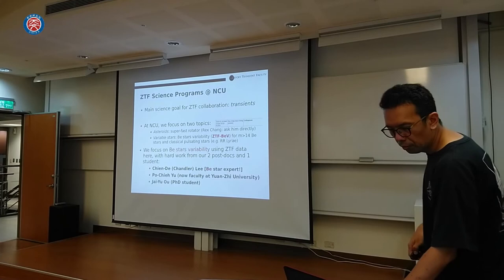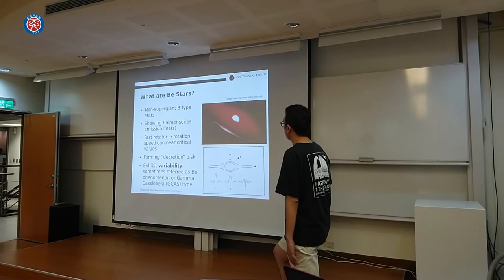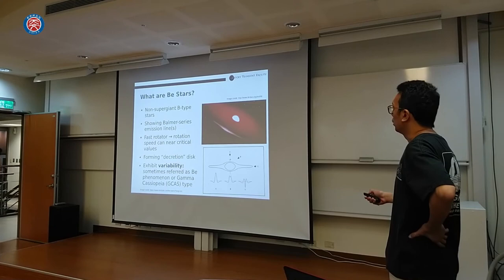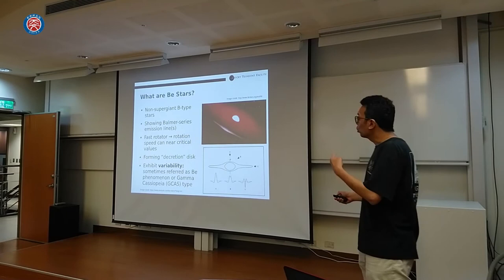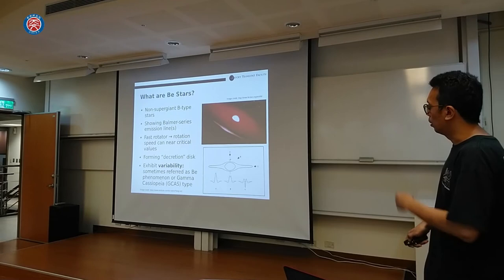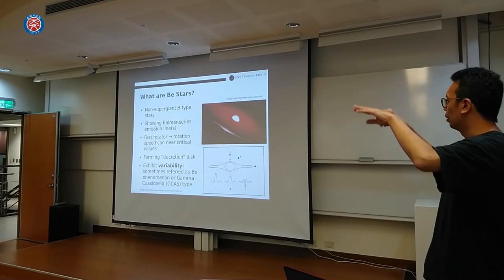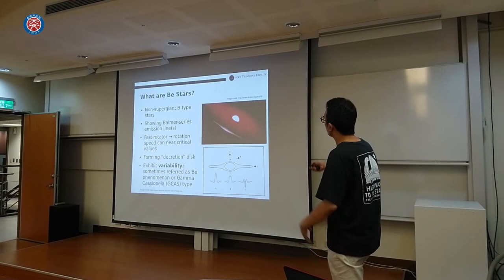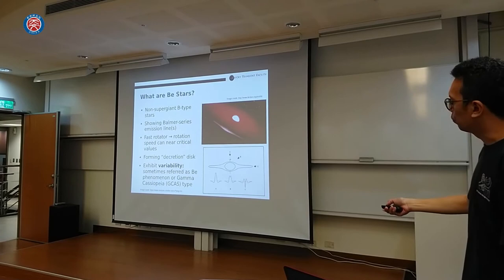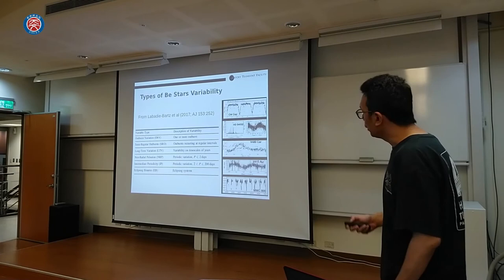Just a one slide reminder: what is a Be star? They are B type stars, non-supergiant, main sequence, early type stars, and e is for emission, so they have strong emission lines, and they are also fast rotators. They can rotate close to the critical velocity. So they form what they call an accretion disk, so there's a disk associated with the Be star. Because of this, they show variabilities, and sometimes it is referred to as gamma Cassiopeiae variability.